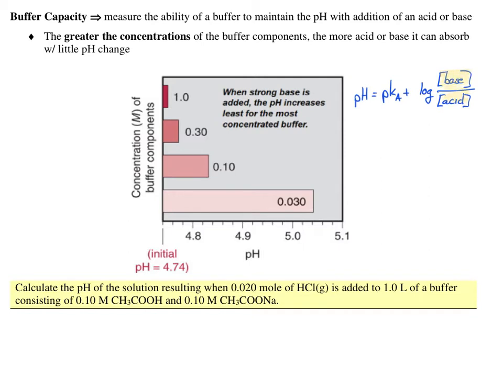As we've learned, what changes when we add either a strong acid or a strong base is simply the concentrations of the base and its conjugate acid. When these concentrations are higher, the same amount of change in concentration is going to have a smaller impact on this ratio. This is easiest to see if we work through a few calculations.